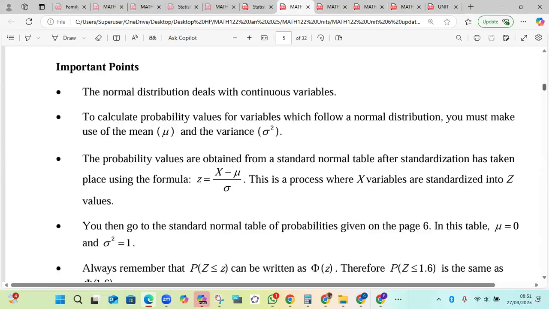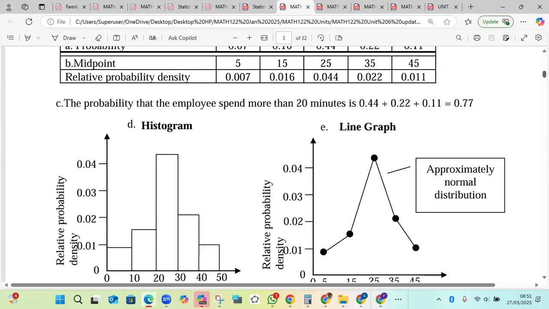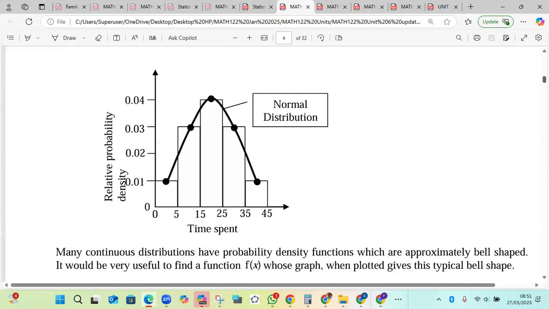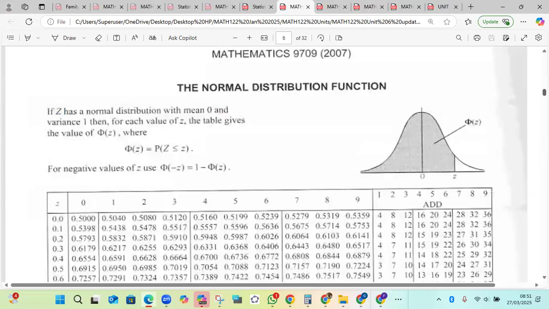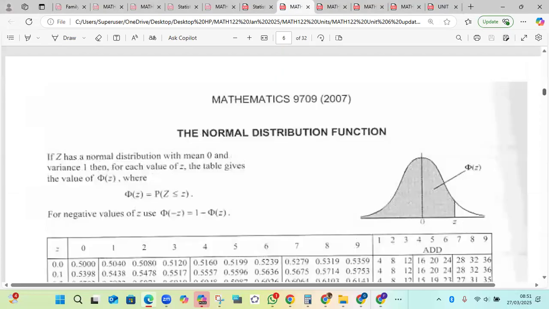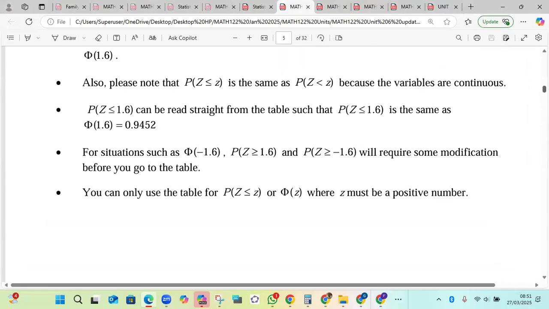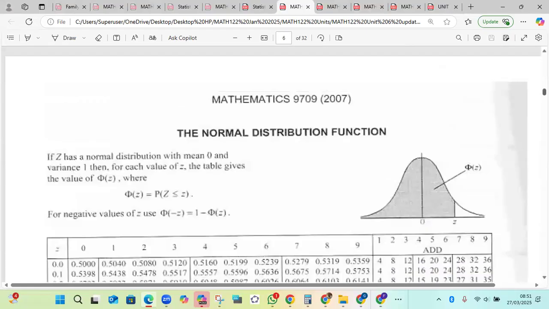So where is the table? Let's look at the table. Is it higher up or lower down? I think it's lower down. Right, here's the table, and you want to find phi of 1.6. Here it is, phi of z. That means P of Z less than or equal to z is this entire area there. And here it is written there again.